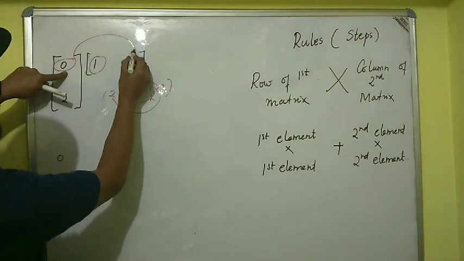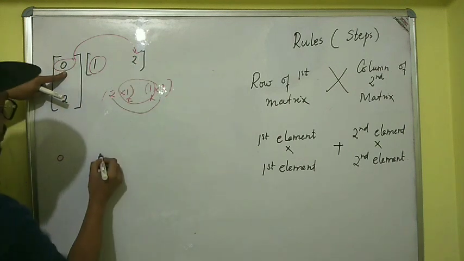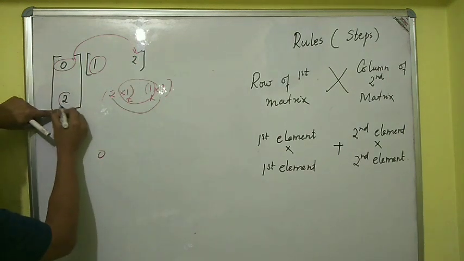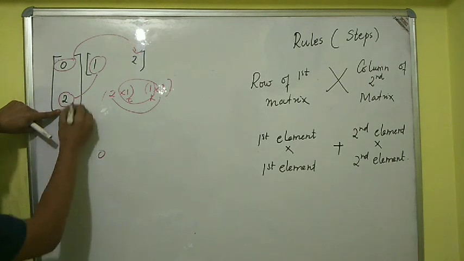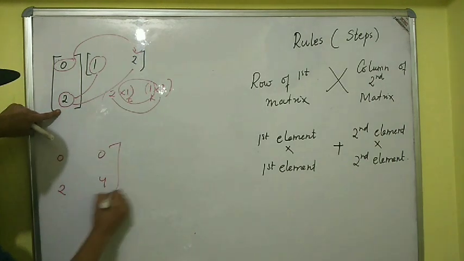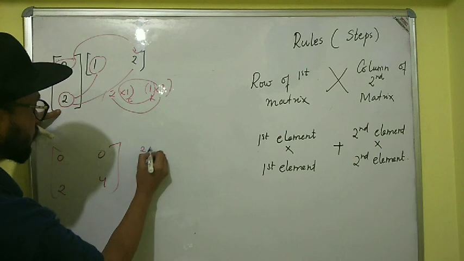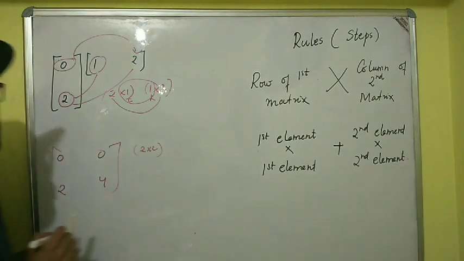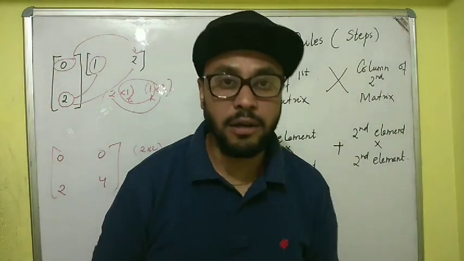Now we repeat the same thing with this one. Now 0 2s are 0, and the element will be here. Now 2 1s are 2 and 2 2s are 4. So let's check. The order of this is 2 cross 2. Yes. Alright. Now let's take another example.